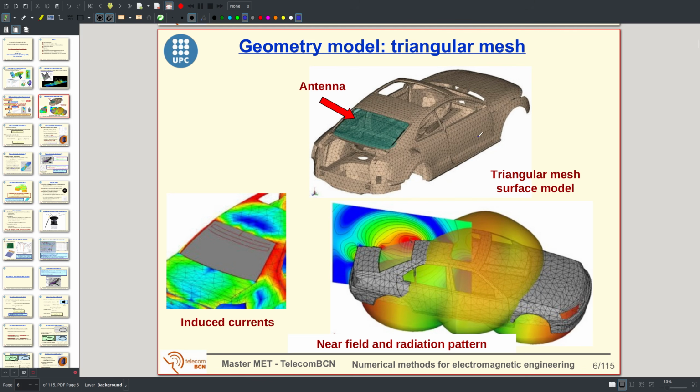This is a car. Remember what I told you, that the size of the triangle must be much smaller than the wavelength. The size of the car is much larger than the wavelength, so we need thousands of triangles in one dimension, hundreds or maybe thousands of triangles again in the other dimension, and if you multiply this, you end up with millions of triangles, and that's the problem.